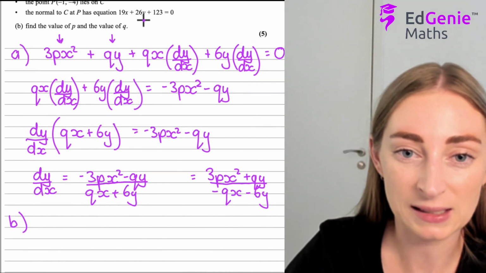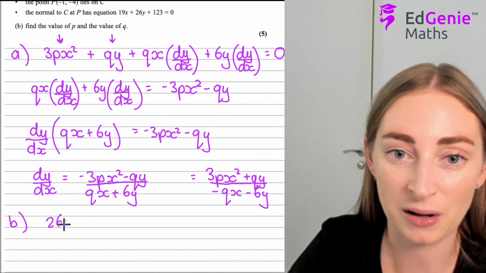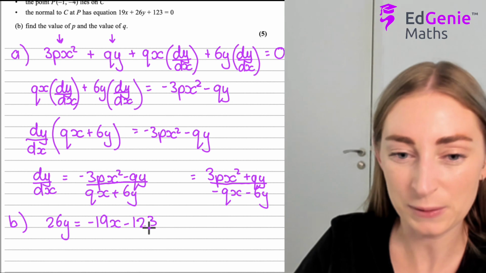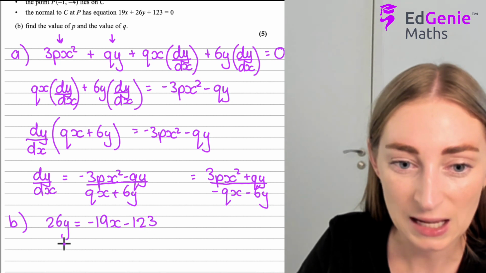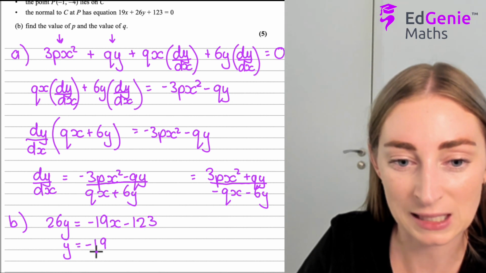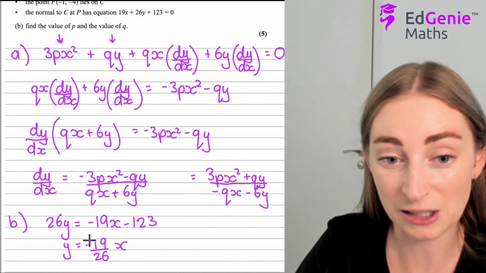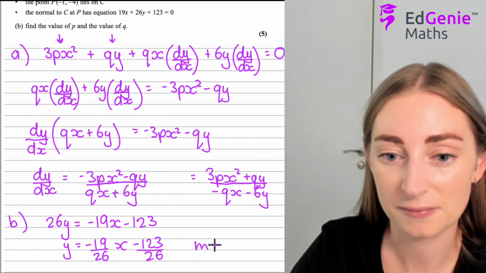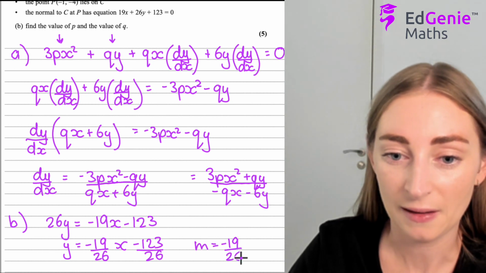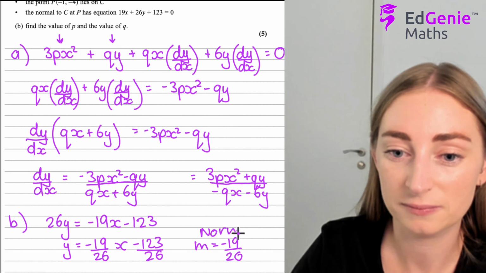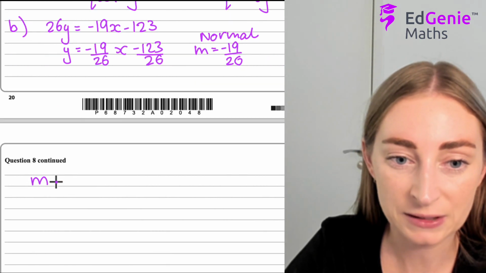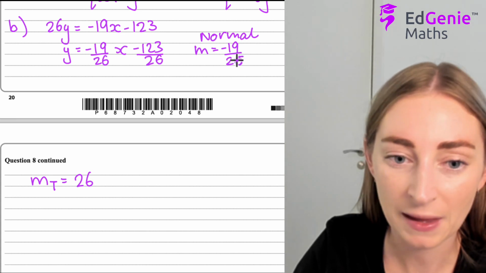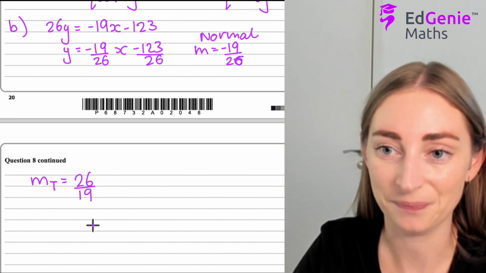So I'm going to rearrange this, and it's going to be 26y equals -19x minus 123. We don't actually care about that term, we just care about this. So y equals -19 over 26. So this is going to be our gradient of the normal. So the gradient of the tangent is going to be positive 26 over 19.